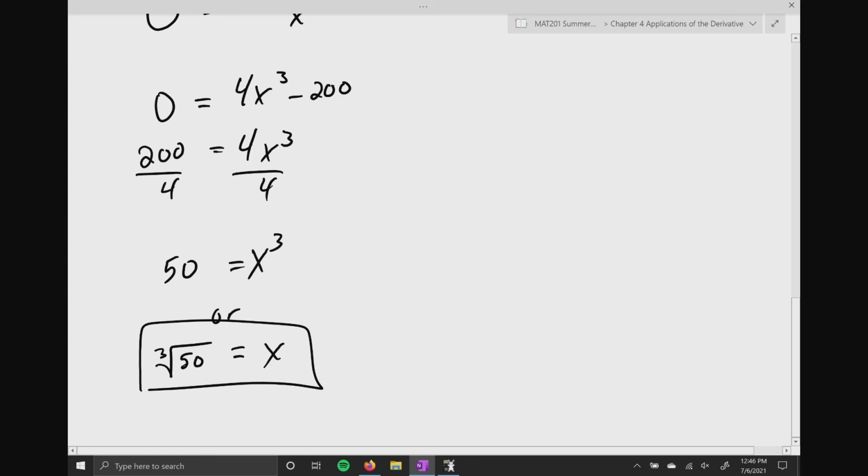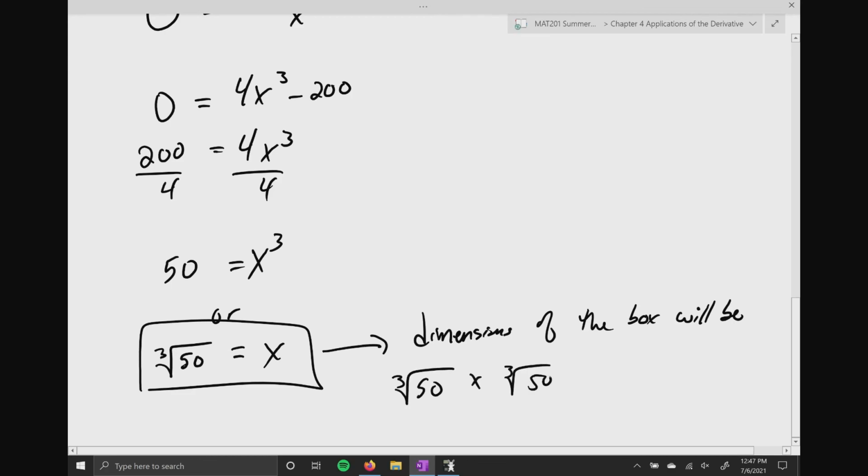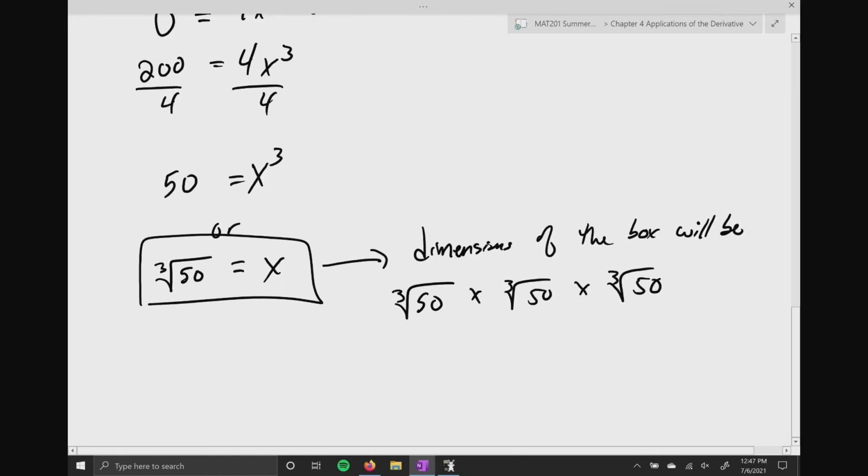And since this is a box with a square base, and they told us the volume, the dimensions of the box will be the cube root of 50 by the cube root of 50 by the cube root of 50. Nobody said these numbers had to be nice and pretty like they were in algebra class. All right? But the length, width, and height are all going to be the cube root of 50.